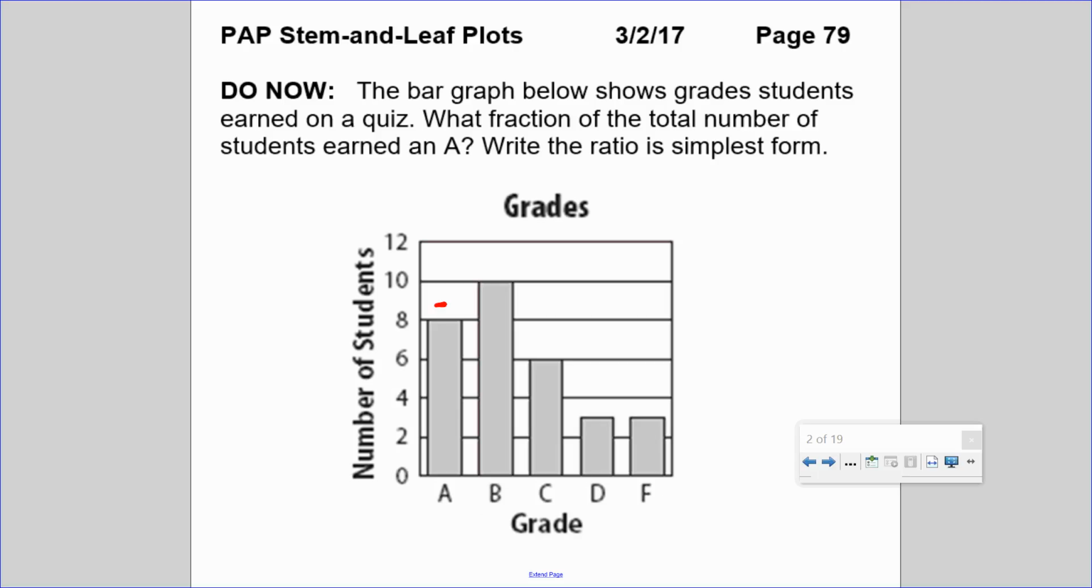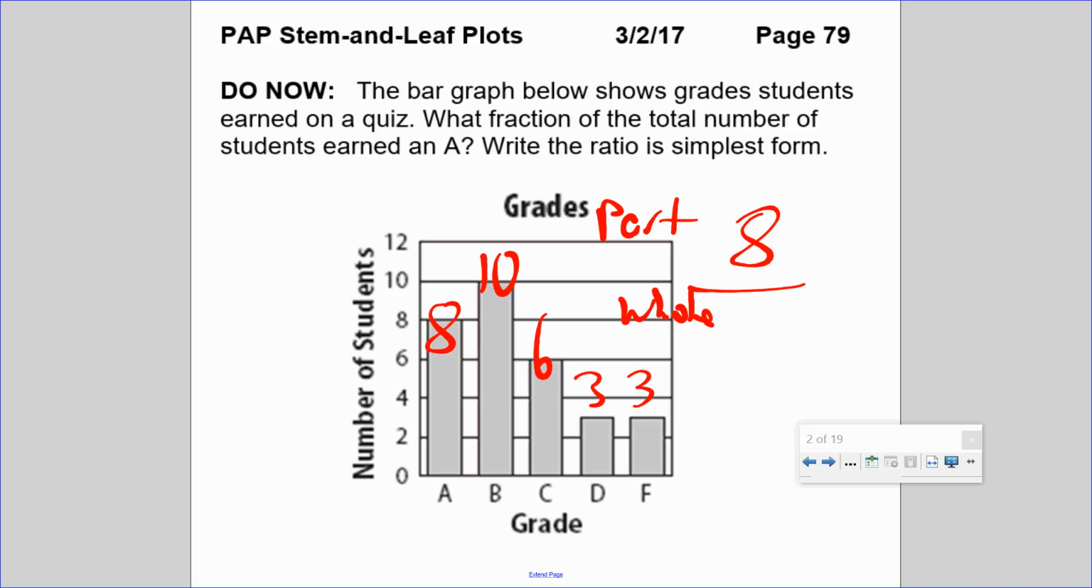So 8 students earn an A, while 10 students earn a B. 6 students earn a C, 3 students earn a D, which is tied with F. So let's see, what is the question again? What fraction of the total number of students earned an A? Well, we know 8 students earn an A, so that's the part. The whole is everybody. So if you add all this up, 10 plus 8 plus 6, 24. 3 more, 27 plus 3 is 30. So 8 out of 30 students earned an A.